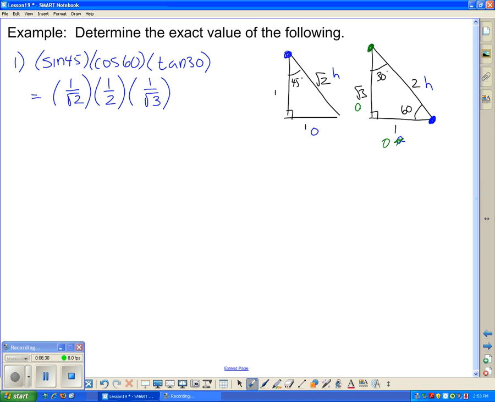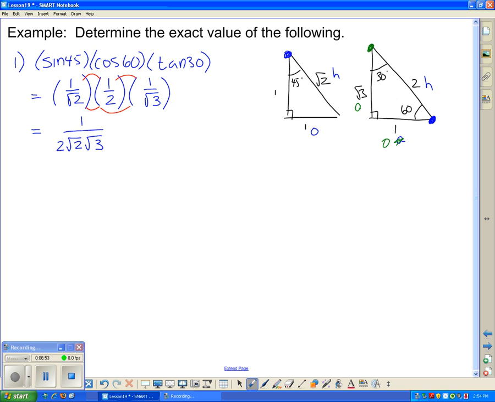So there's the exact value for that expression. Remember, when you're multiplying fractions, you multiply your top numbers together. So 1 times 1 times 1 would be 1 on top. Multiply your bottom numbers together, so you end up with 2 times root 2 times root 3. And that's where you leave it.